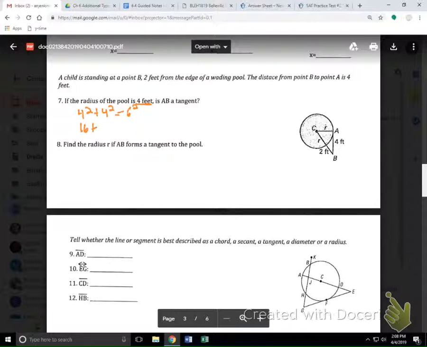So you end up with 16 plus 16 equals 36. What's 16 plus 16? 32, which is not equal to 36. So no, it is not tangent. Yes, it's a 6.